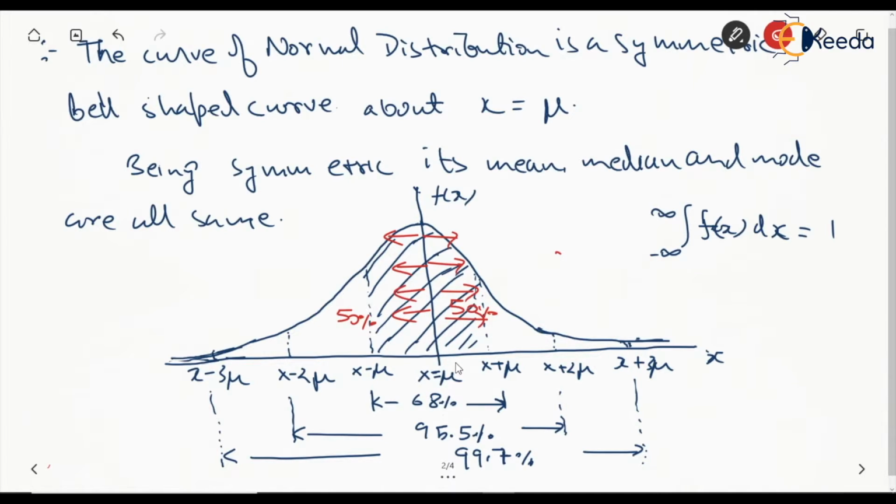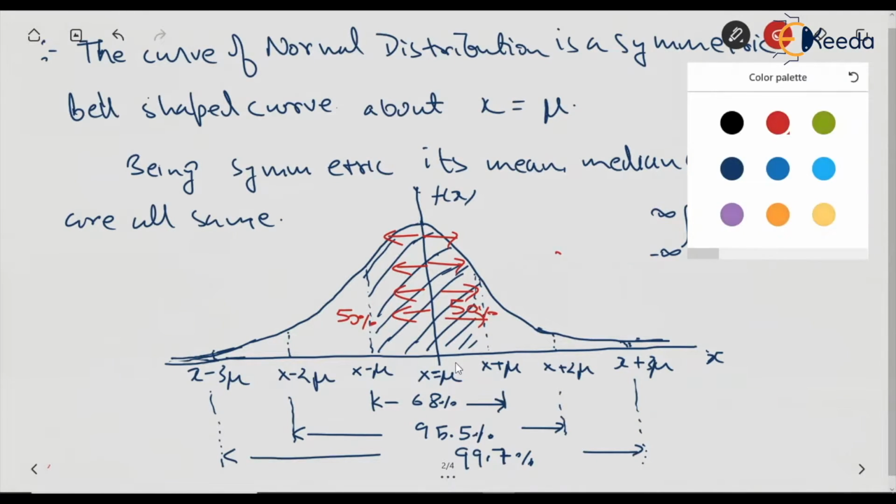Now, since the curve is symmetric, any distance from the mean covered on both the sides will have the same area. Like on this side, we are moving mu units. So this is x minus mu. The absolute distance is mu. Similarly, from x equal to mu, we are moving to x plus mu. Again, the same symmetric area, right? So we can see that the area coverage will be the same.